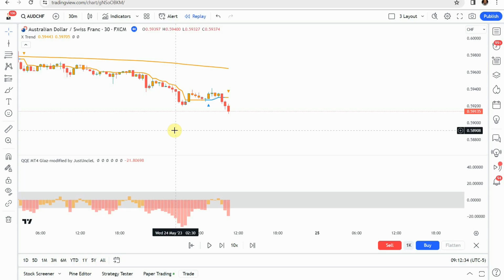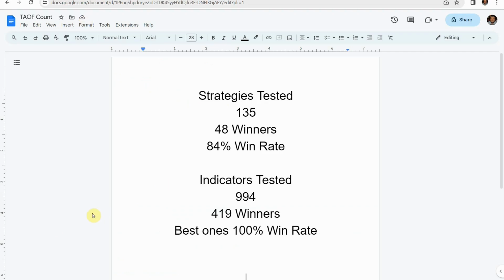Alright, as I said, today we will be testing a trend trading strategy. Before we do though, I wanted to put the testing scoreboard up for everyone to see. So to date, we have tested a total of 135 different strategies, with 48 of them being winners. The best one so far was able to achieve an 84% win rate. That is the Academy of Forex strategy with the Z-score probability indicator. We've also tested a total of 994 indicators, with 419 of them being winners. Now keep in mind that we test most of these indicators and strategies on the Forex and crypto market, but they can be applied to just about any market and time frame universally.